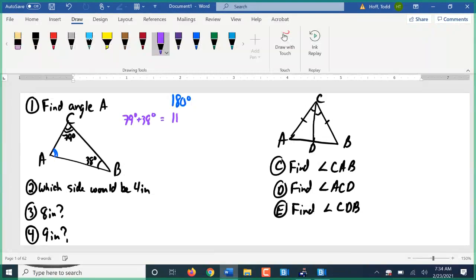which gives us 117 degrees. And we will subtract then to get 63 degrees. Angle A has to be 63 degrees.